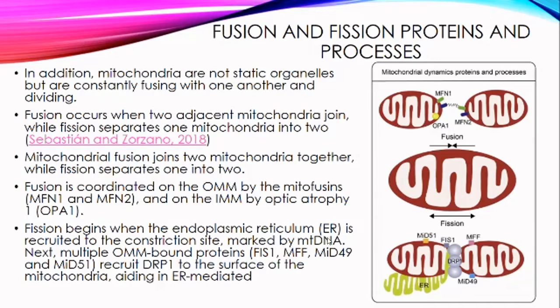So this is marked by mitochondrial DNA. So that is one of the next multiple outer mitochondrial membrane bound proteins, such as FIS1, MFF, MID49 and MID51. So ito yung mga coded genes na nasa mitochondria, and to recruit DRP1 to the surface of the mitochondria, adding ER-mediated membrane. So this is one way also to reproduce another mitochondria.